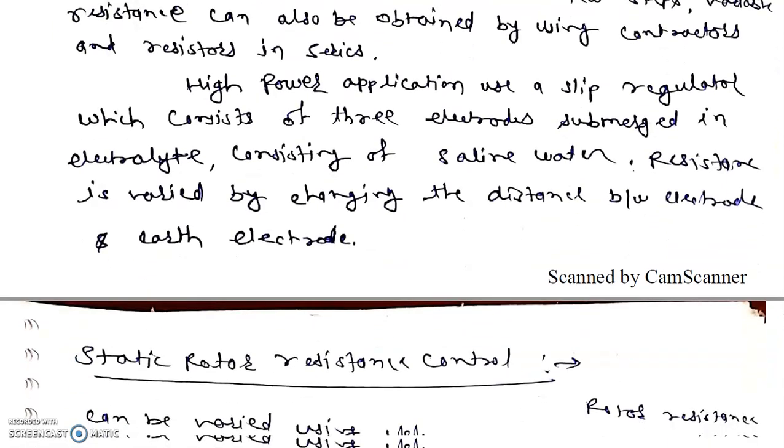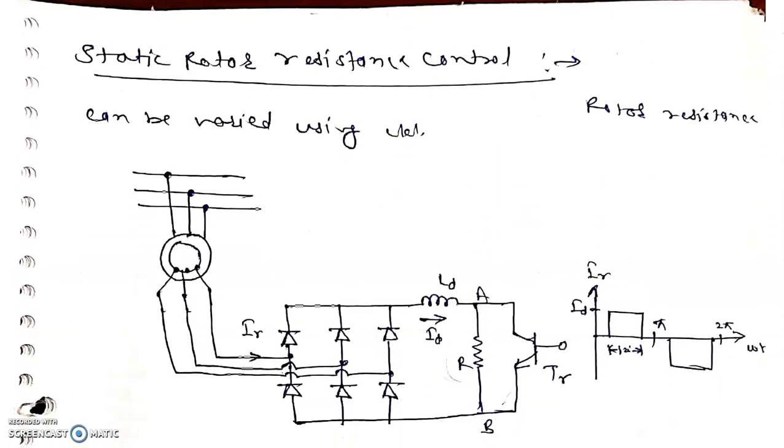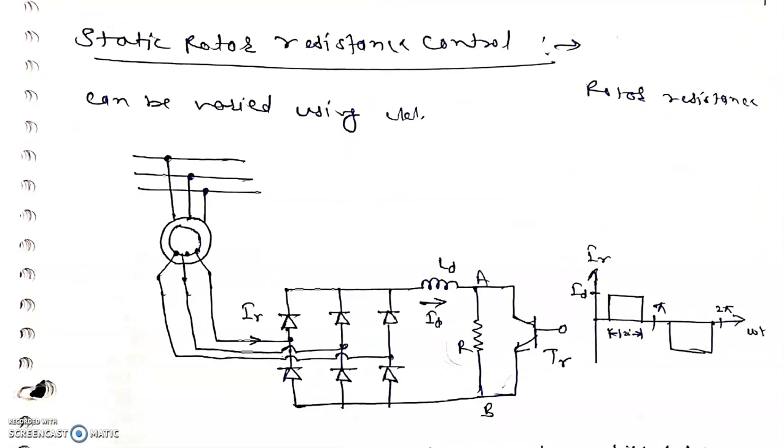Now the second method is the static rotor resistance control. In this static rotor resistance control, we use a thyristor switch to control the resistance of the rotor. Rotor resistance can be varied by using the following circuit. In this circuit, this is our induction motor, and this is the rotor circuit.